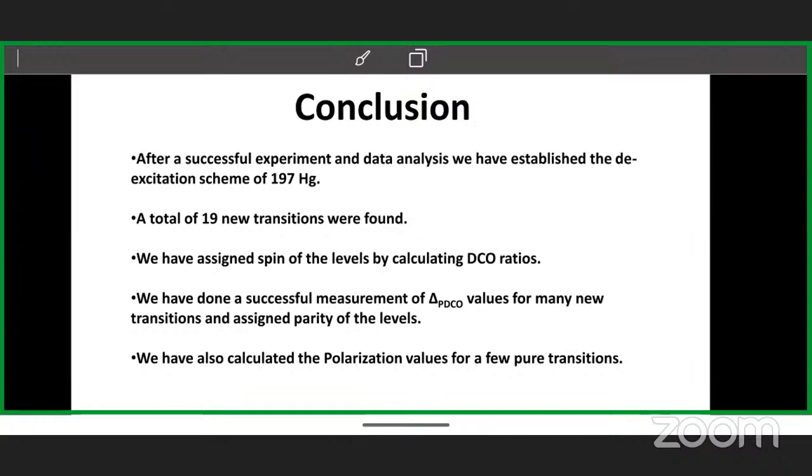We have assigned spins of the levels by calculating DCO ratios. We have done successful measurement of polarization asymmetry values for many new transitions and assigned parities of the levels. We have also calculated polarization values for a few pure transitions.